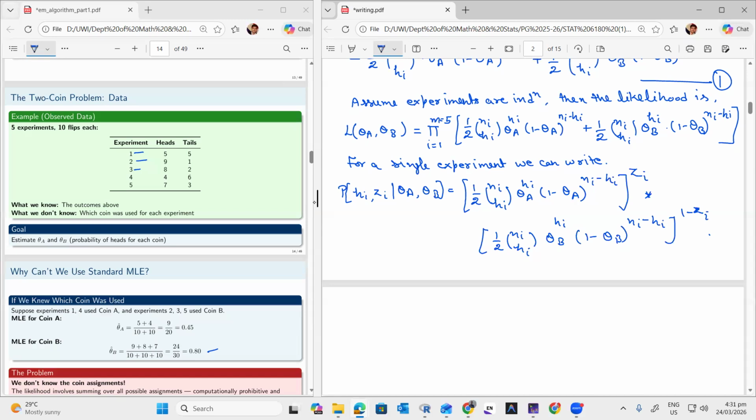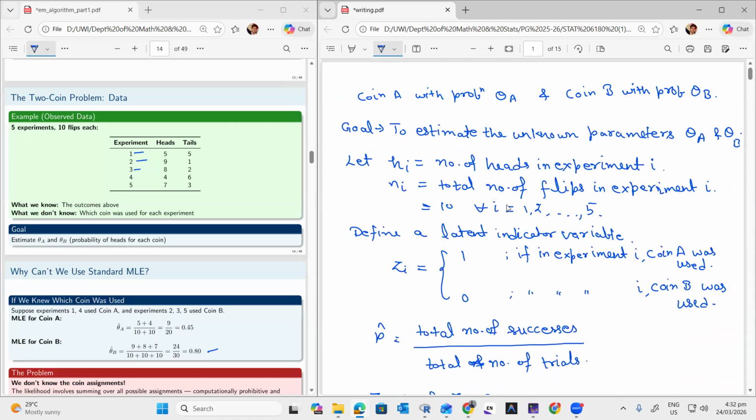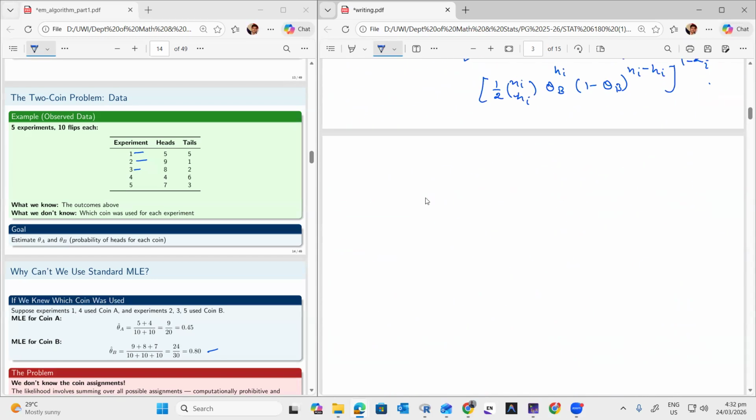This expression will work because if Zi equals 1, then the first factor remains and the second factor becomes 1. If Zi equals 0, then the second factor remains as it is, but the first factor becomes 1. So means we are going to choose whether it is coming from coin A or coin B. So do you have any doubt till now up to here that we have done in this problem? Do you have any doubt, or should I proceed?